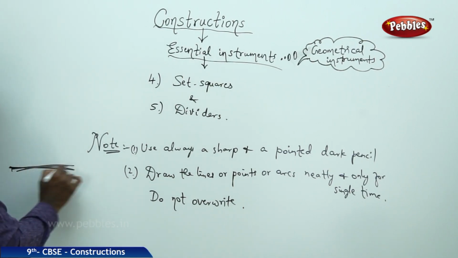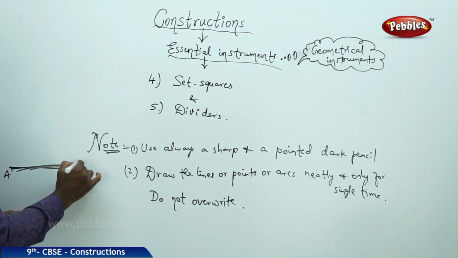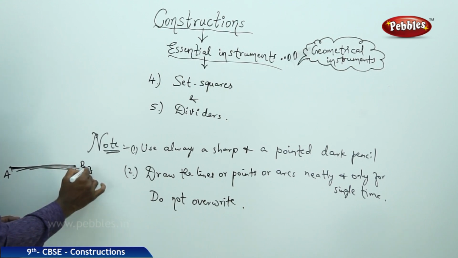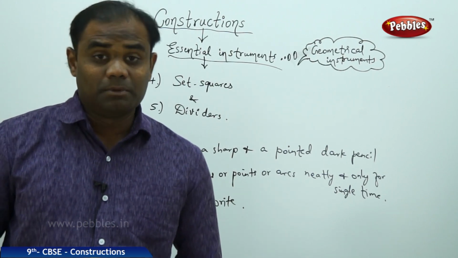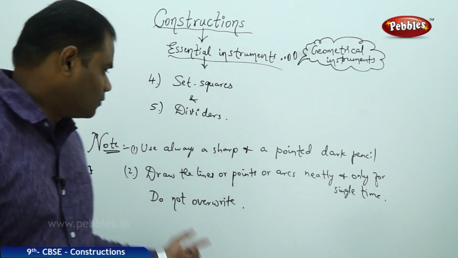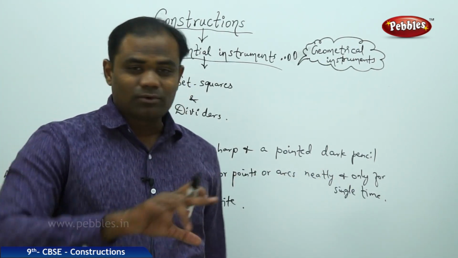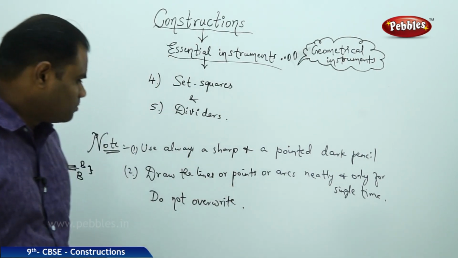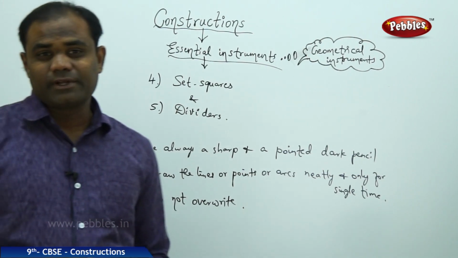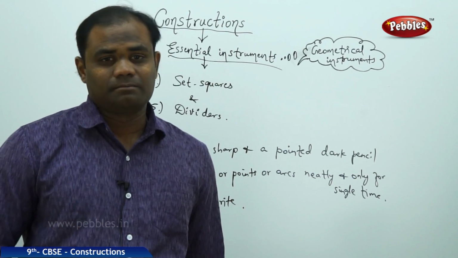you overwrite this in such a manner, then your point A and point B, which was actually here, because of overwriting, jumps here. This error of the difference gives the whole construction being wrong, may not be perfect. So do not ever overwrite. Draw the lines or points or arcs, whatever you take, neatly and only for single time. Do not overwrite them. So these are the two important notes which we need to take into consideration if we want to achieve a perfectly constructed diagram.